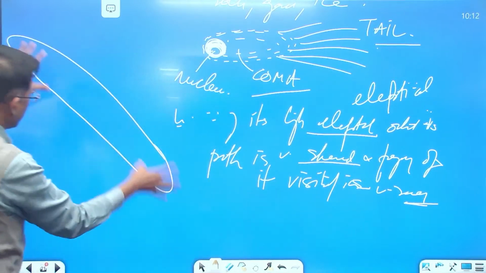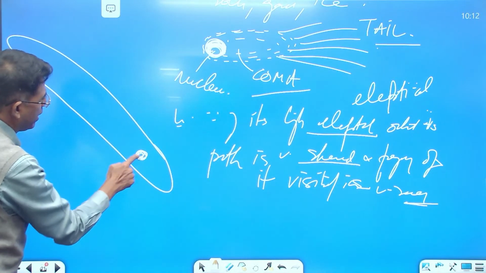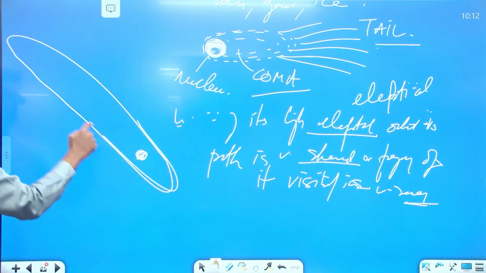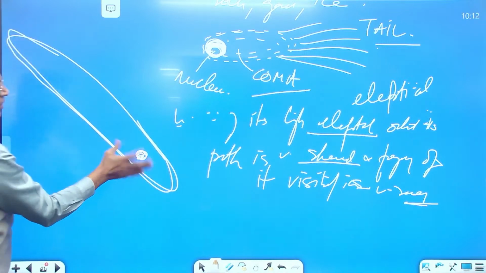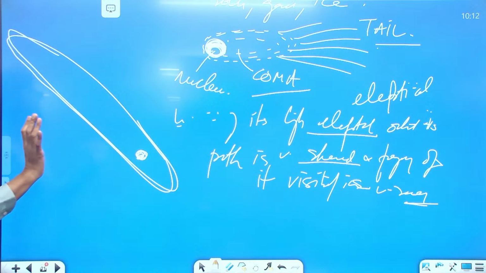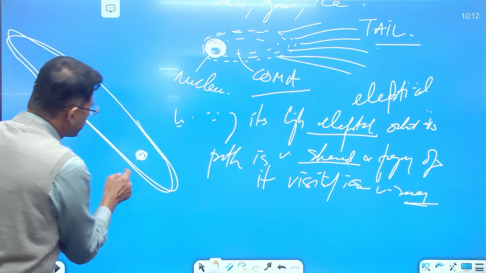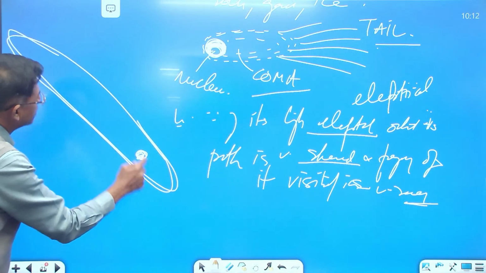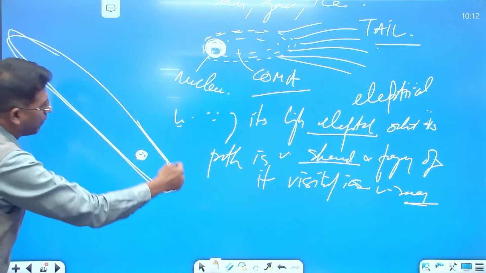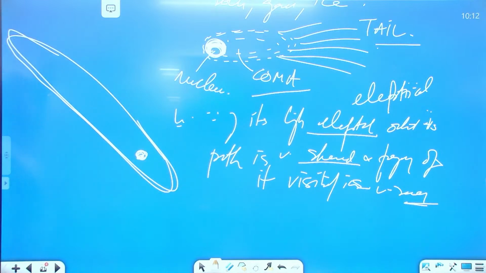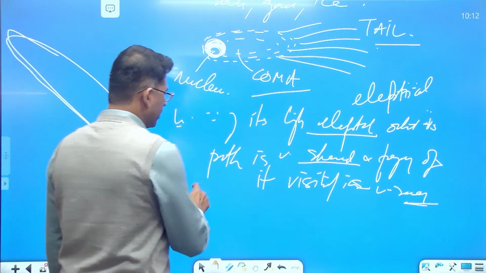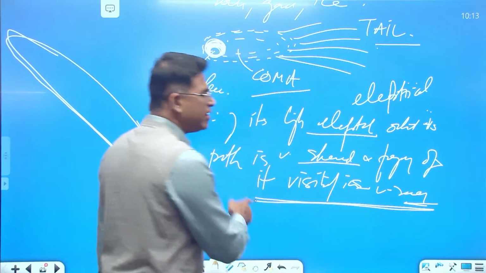It means it is not equal. If the sun is here, it's like this. It goes very far away. Okay, it is a skewed orbit. So if Earth is somewhere here, Earth can see this maybe once in a couple of 100 years. One of the very famous ones was Halley's Comet. We see that once in 70 odd years. So the visibility of comets is very rare.